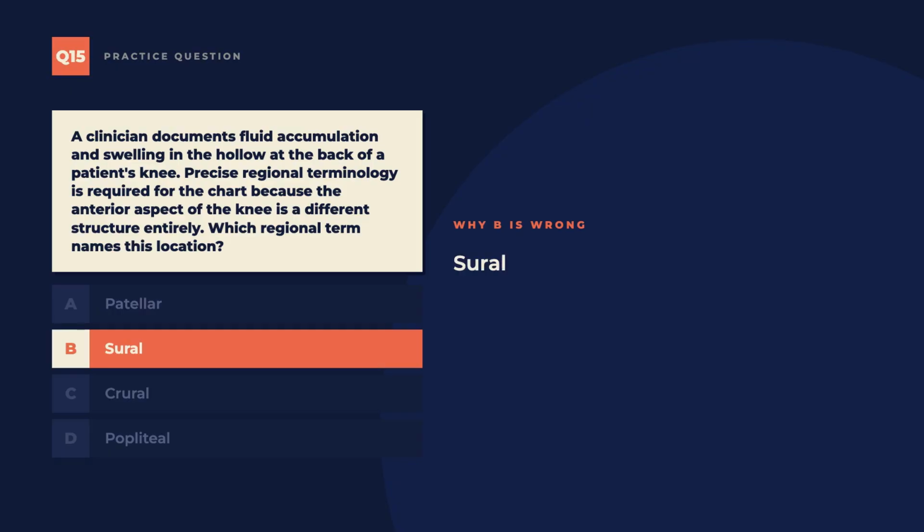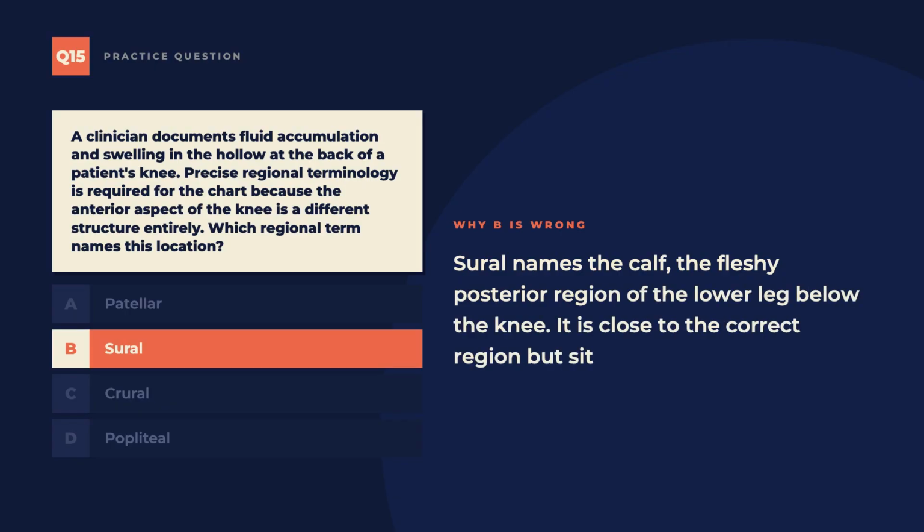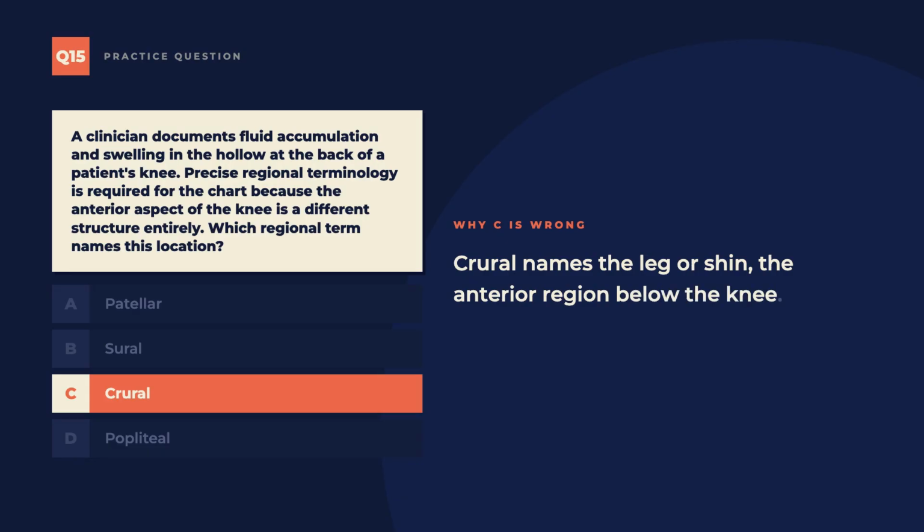B is wrong because sural names the calf, the fleshy posterior region of the lower leg below the knee. It is close to the correct region but sits distal to it. C is wrong because crural names the leg or shin, the anterior region below the knee. It refers to the lower leg generally rather than to the knee hollow.